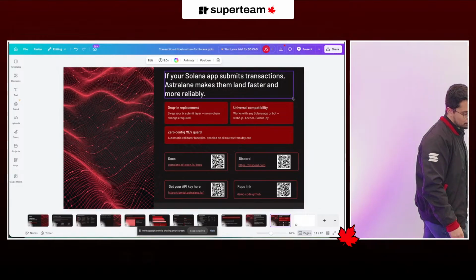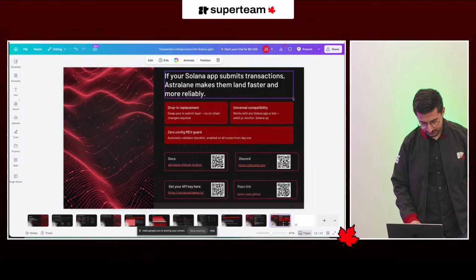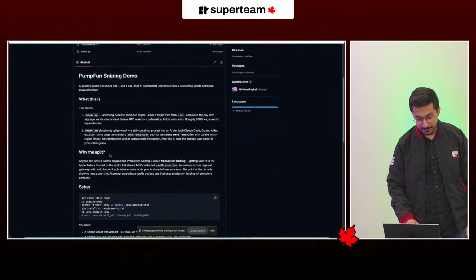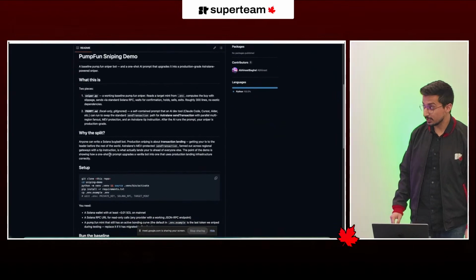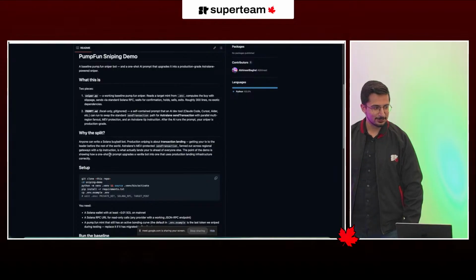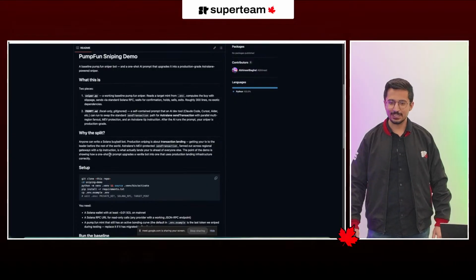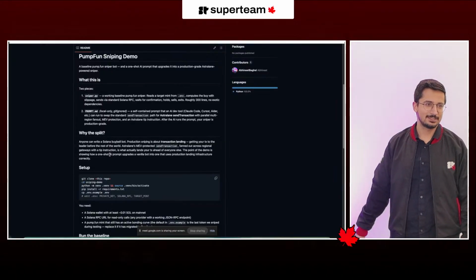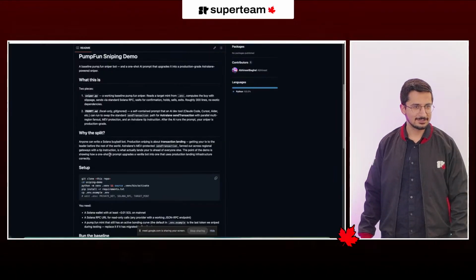What we're going to be building is essentially this. We're going to be building a sniper bot on some fun, right? Very quick, 10 minutes, not more than that, right? You can time me.